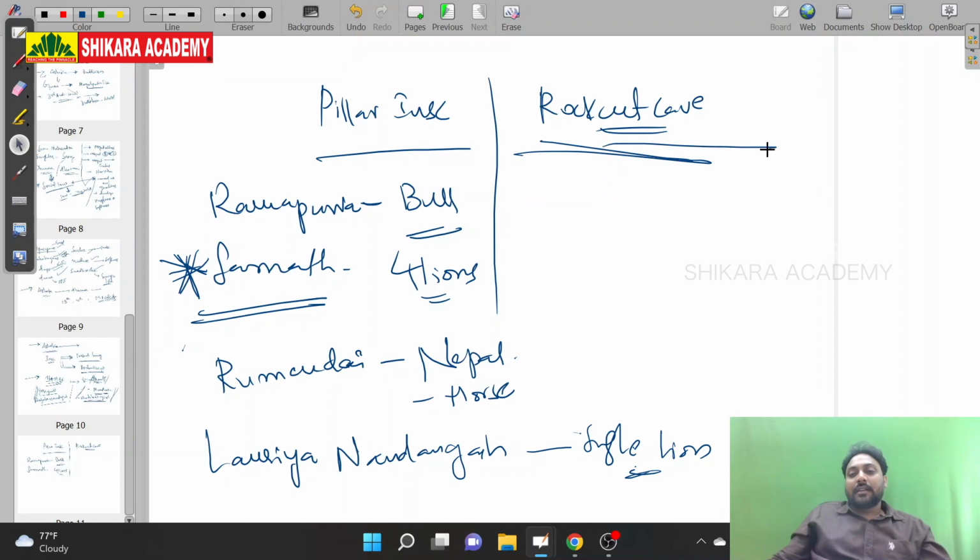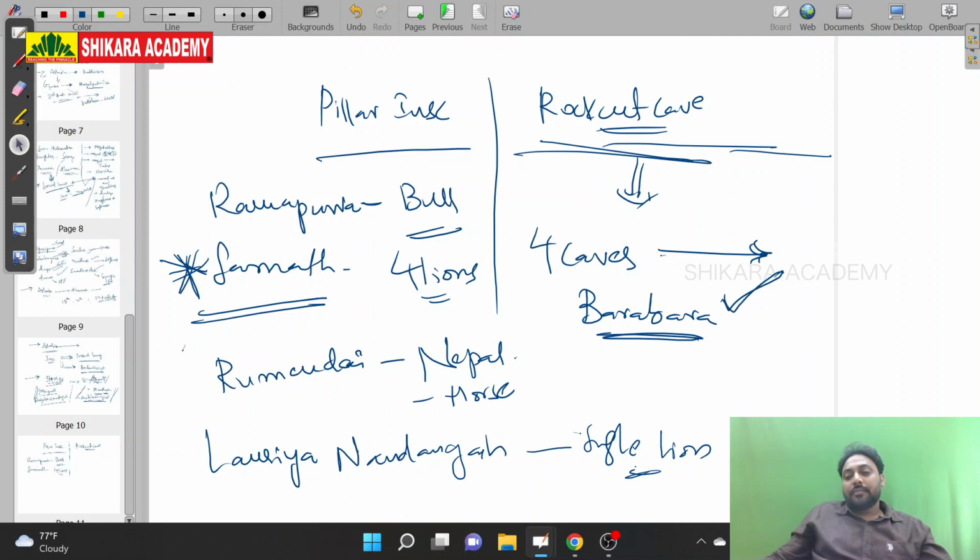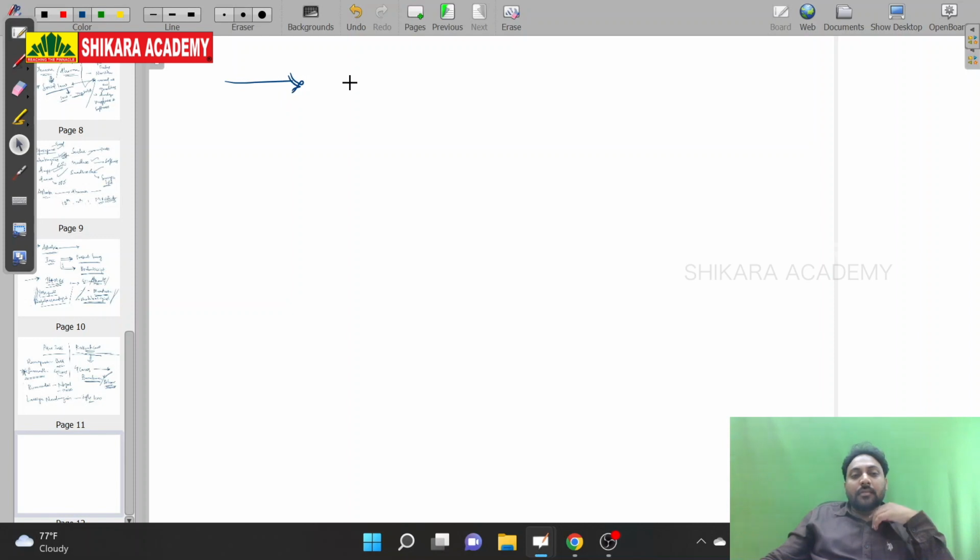Rock cut caves. Ashoka built 4 artificial caves. These 4 caves are at Bara, Bihar, so they are called the Bara rock cut caves. And he donated all these 4 caves at Bara to the Ajivikas.